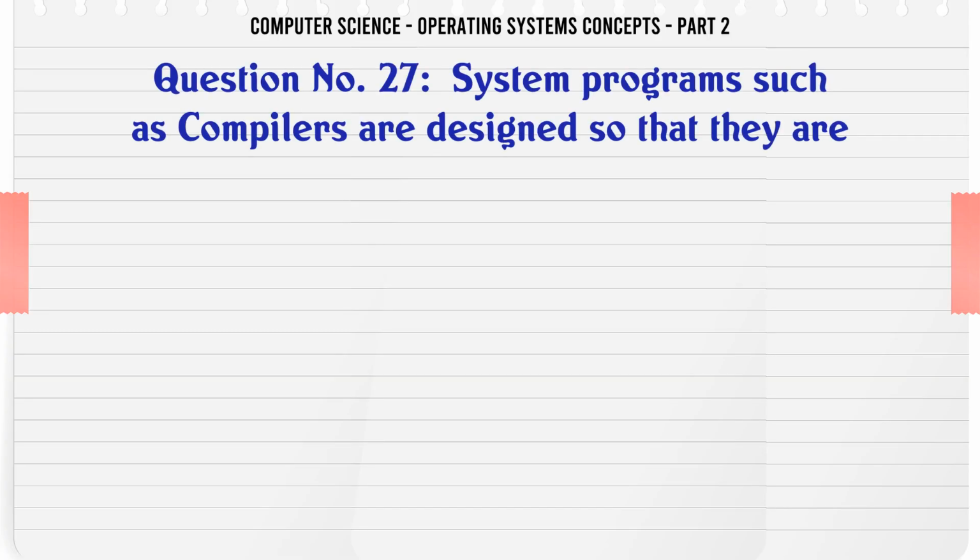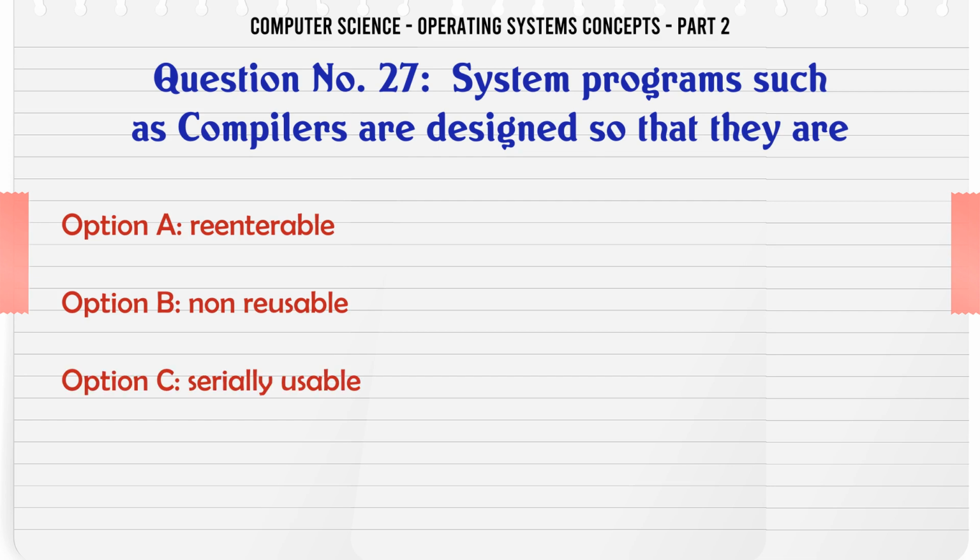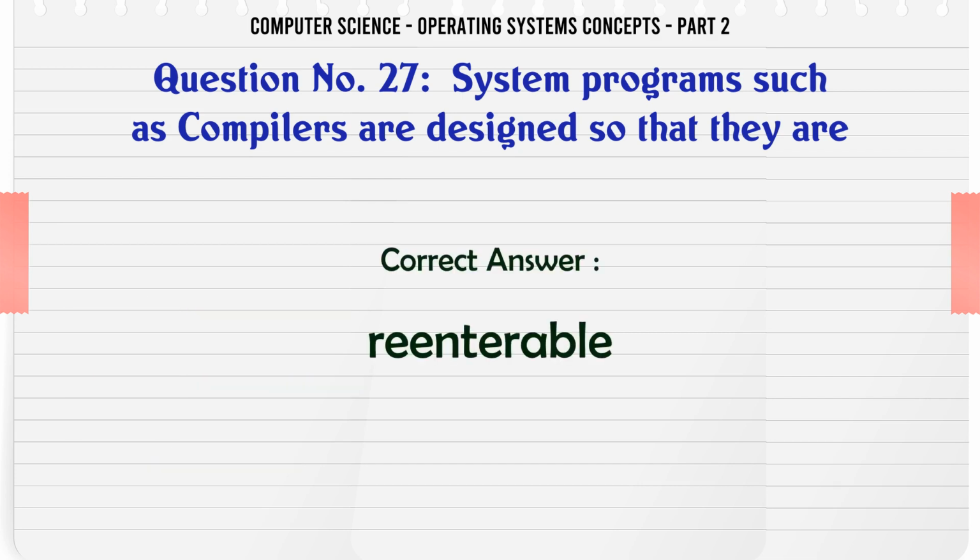System programs such as compilers are designed so that they are A. Reenterable, B. Non-reusable, C. Serially usable, D. Recursive. The correct answer is reenterable.